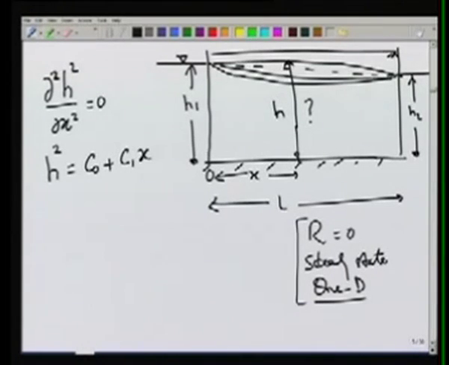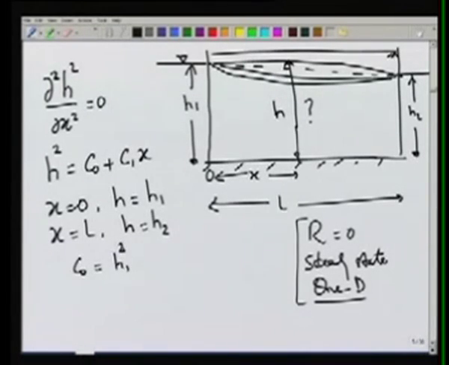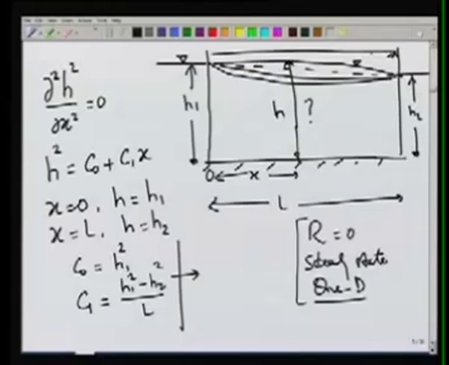Now these constants can be obtained from the boundary condition, and in this case the boundary conditions are x equal to 0, h is equal to h1, and x equal to L, h equal to h2. So you can see that C0 will be equal to h1 square, and C1 will be equal to h2 square minus h1 square over L. So using these two values of C0 and C1, we can obtain the value of h, and since h square is linear, the actual groundwater table will not be linear.